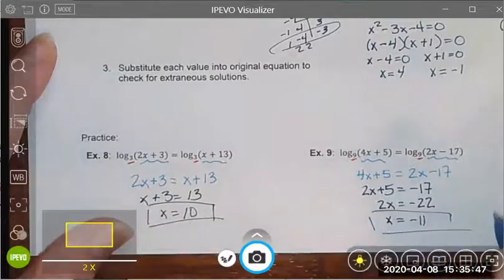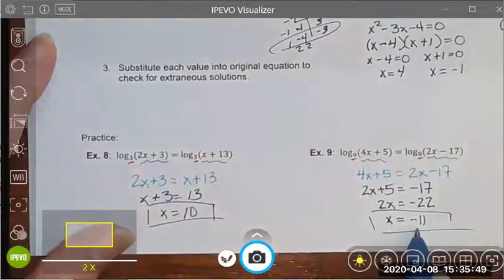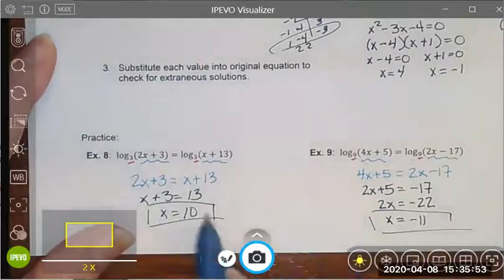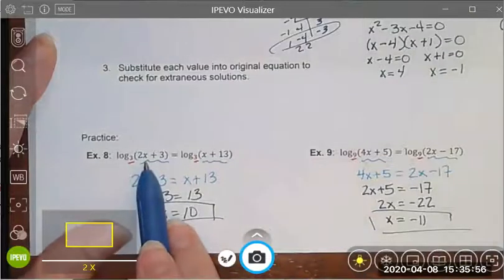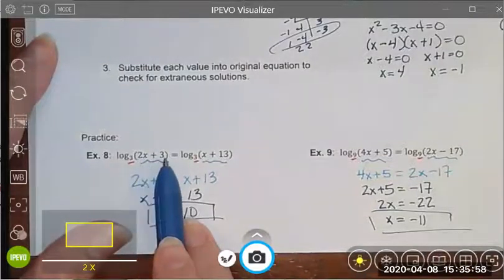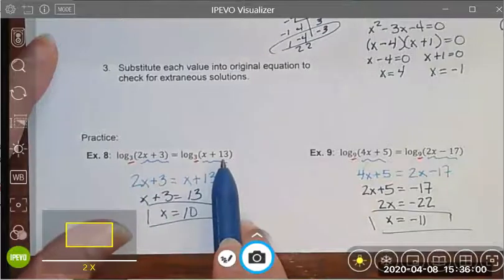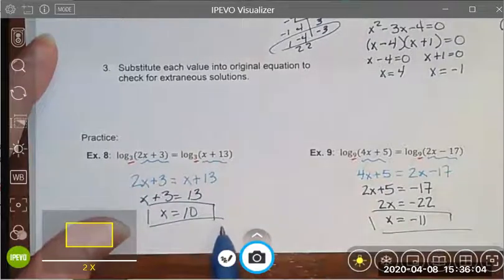And I will want to check both of these examples to make sure that my solutions are not extraneous. 10 times 2 is 20, plus 3 is 23. 10 plus 13 is 23. So I know that 10 is not an extraneous solution. And I can do the same thing here.